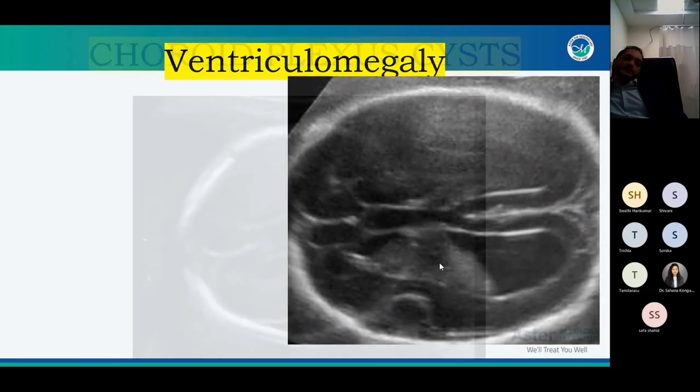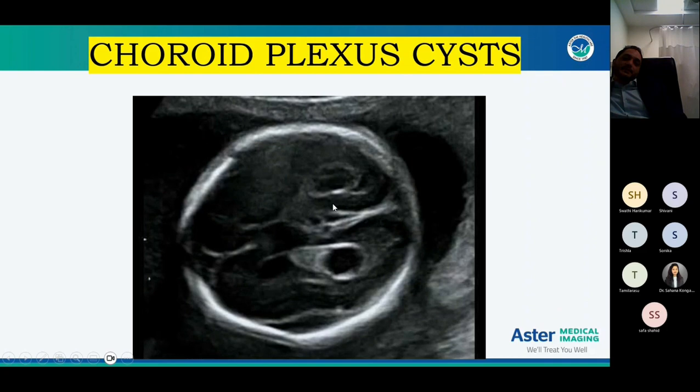So what is this? These are choroid plexus cysts. Again, very common to see this. If you are in a practice where you're doing like 15 to 20 obstetric ultrasounds daily, then these soft markers and anomalies are things which you have to see in your daily practice. Day to day, you have to keep seeing these things. If you're not seeing, then you're just missing these things.